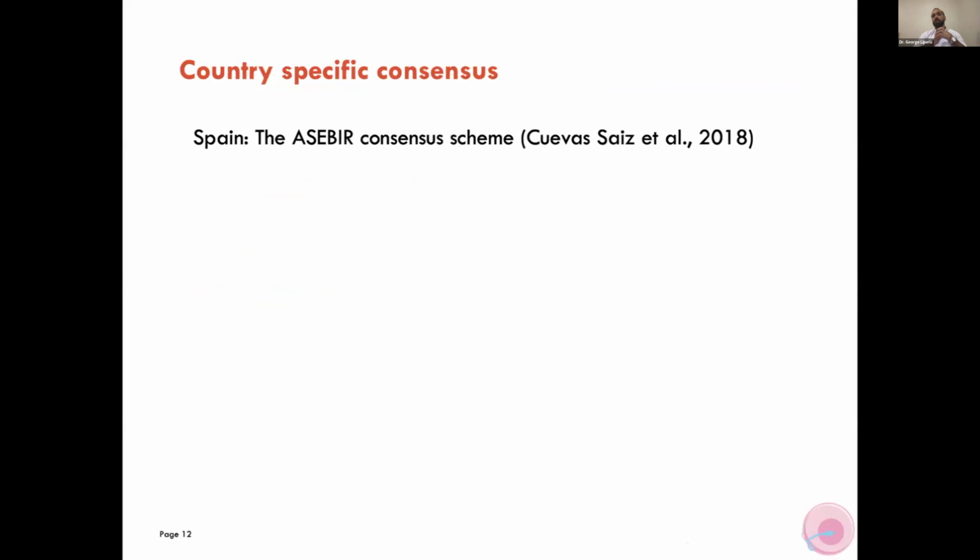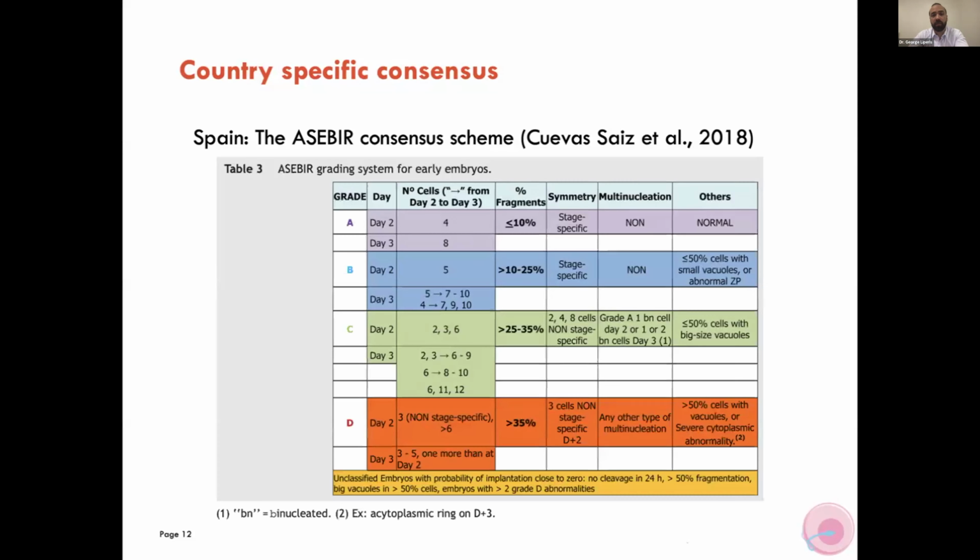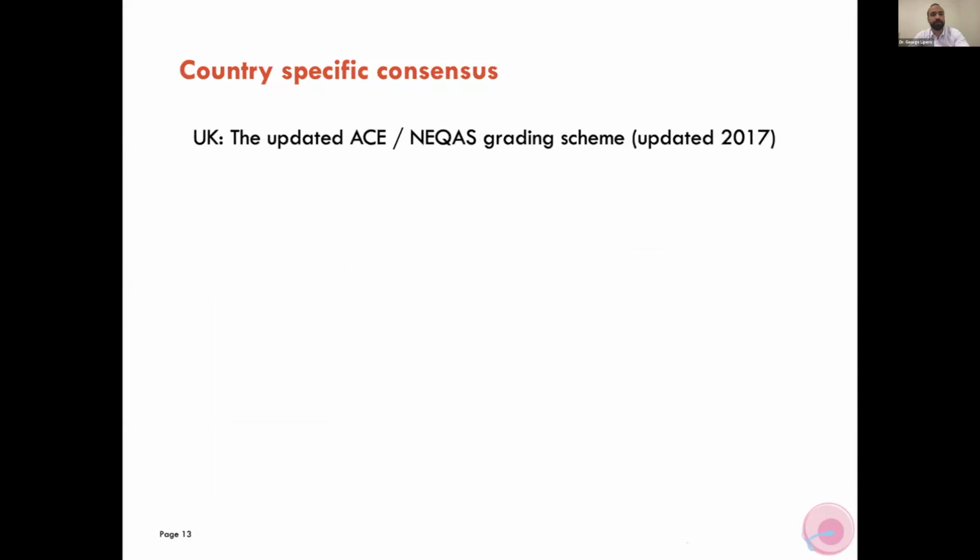So in terms of how do we assess these parameters and which are important, there are country-specific consensus schemes that have been developed over the years and updated over the years. For example, the Spanish society has developed its own consensus scheme. It grades the embryos, assigning grades from A to D, taking into account the progression from day 2 to day 3, the number of cells, levels of fragments, symmetry, multinucleation, and other features.